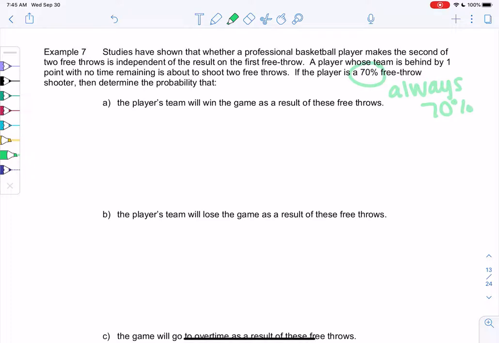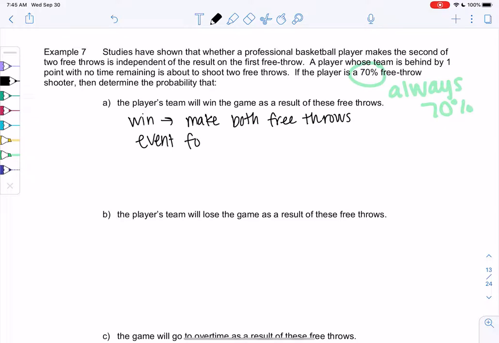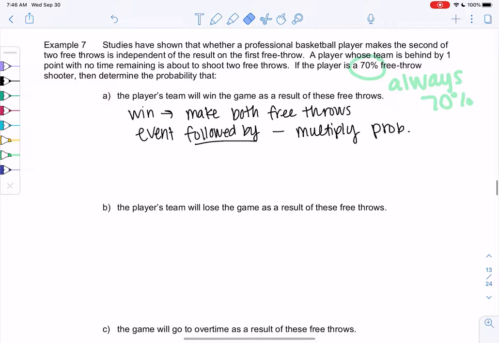So the player's team is 1 point behind with no time remaining, and they have 2 free throws. What's the probability that they'll win the game based on these free throws? Winning the game would mean making both. These are independent events. We need 2 things to happen. So anytime we're doing an event followed by an event, we multiply. I'm not even using formulas. The main idea is, does the second probability stay the same or does it change? Since they're independent, the second probability stays the same. So the probability of making times the probability of making.